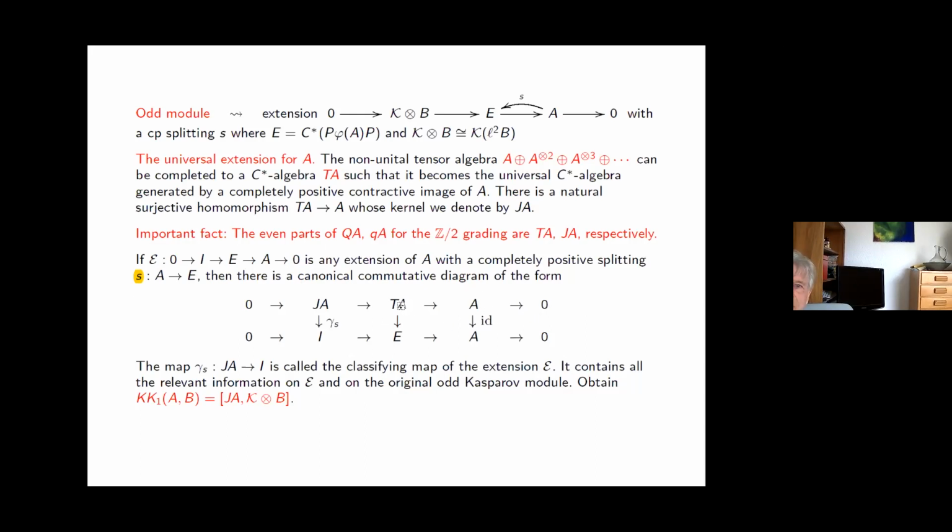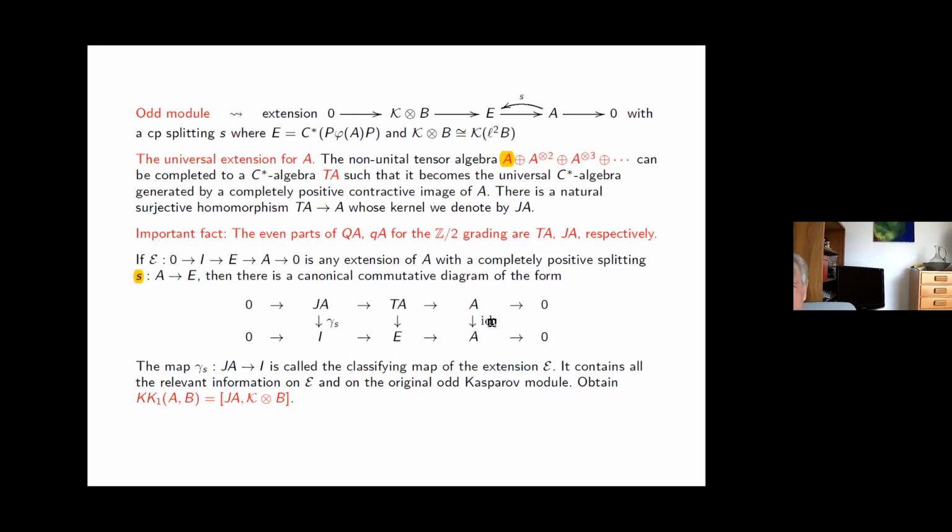Here we have the map from A to A, the identity map, but down here we have the map S, the completely positive splitting from A to E. Now, what's the map from the tensor algebra to E? Well, it maps the generators of the tensor algebra, generated by the first copy of A, by S. This gives you a homomorphism. It's only linear on A, but on the tensor algebra it's a homomorphism.